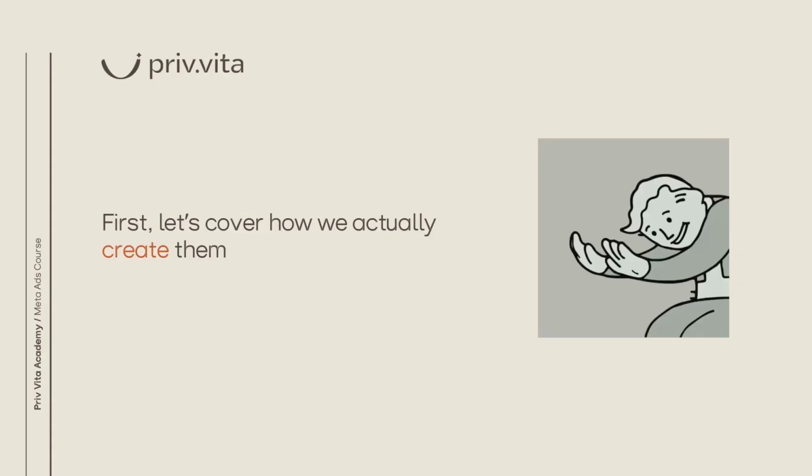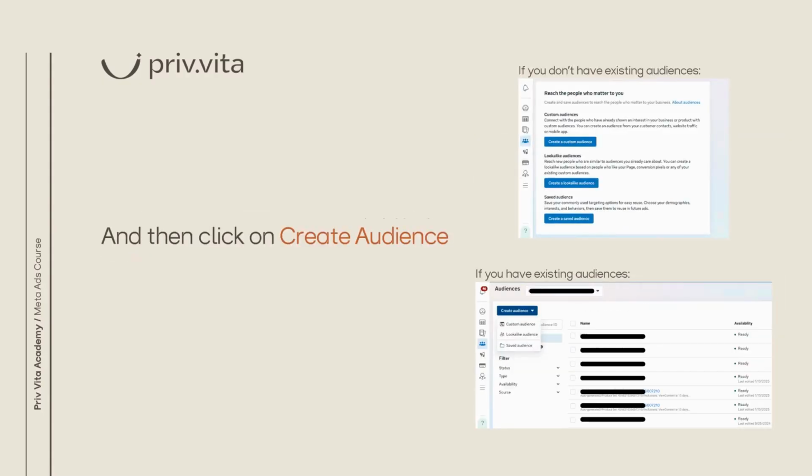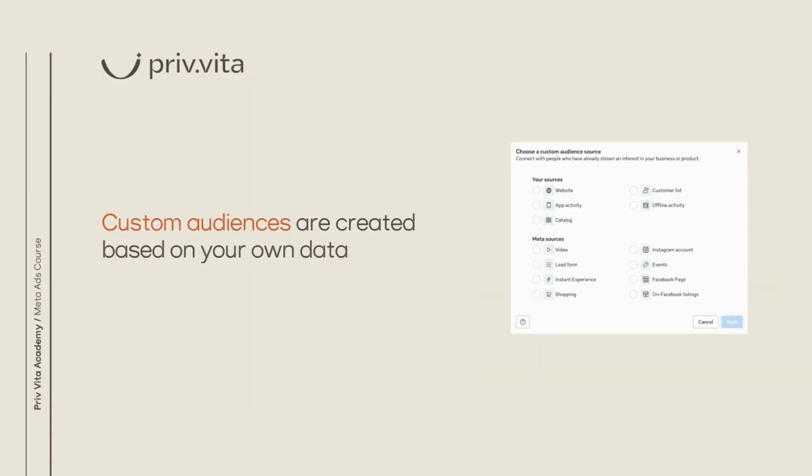But before we dive into the reasons why we create them, let's cover how we create them. Under the Ad Manager menu, go to Audiences, and then click on Create Audience here. There you will have three options: custom audiences, lookalike audiences, and the one that no one actually uses. I'm sharing screenshots for both zero audience and existing audience interfaces so you know what to look at. Let's start with the first one.